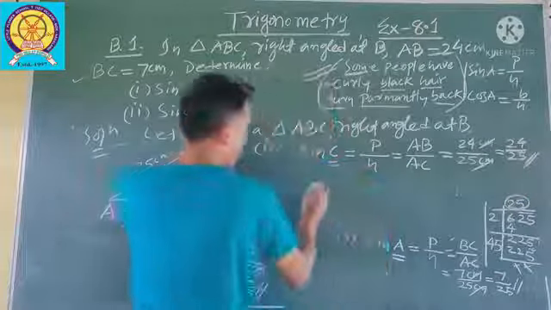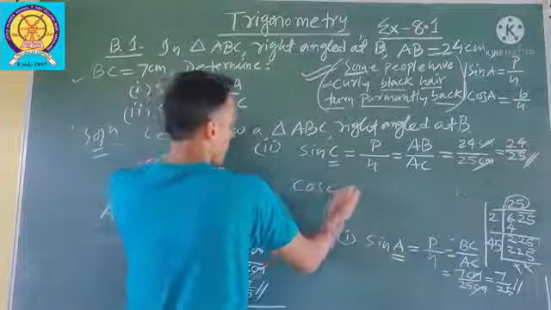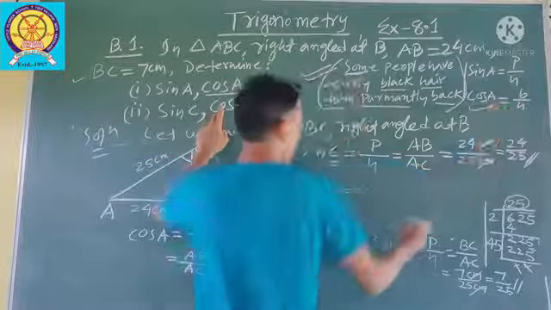Now given next, cos C. Cos is base by hypotenuse.